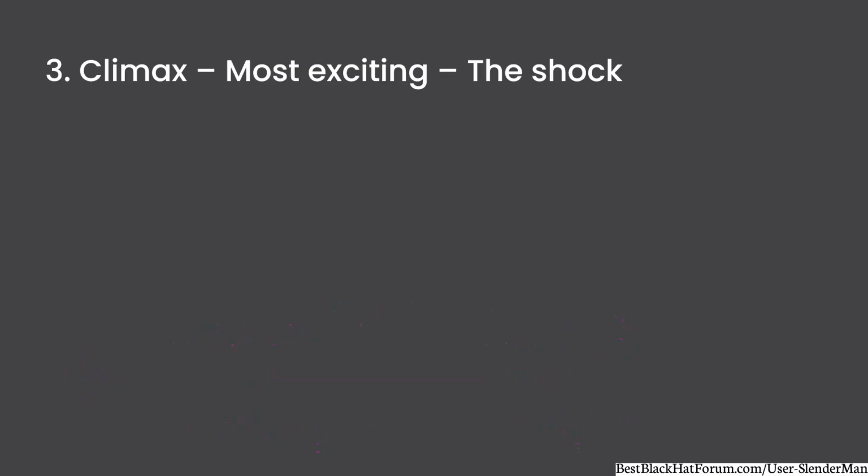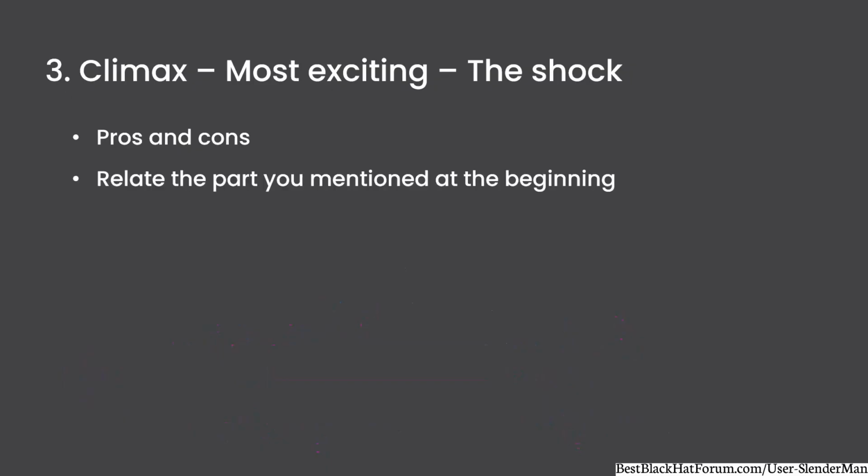For the climax, if you do tutorials, you can talk about the pros and cons of the method you described. Or if you were doing a tech video, for example, a phone review, you can talk about the pros and cons as well. In our Jay-Z mansion example, you can tell about the shocking thing that you mentioned at the beginning. The last part is the falling action or the outro.